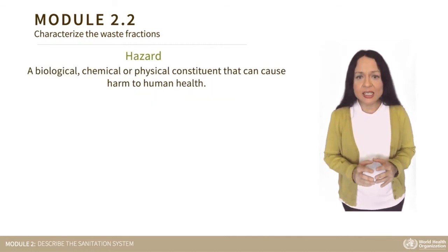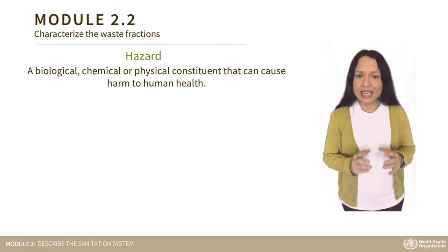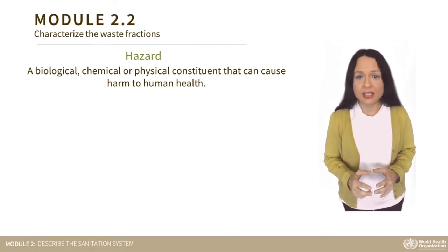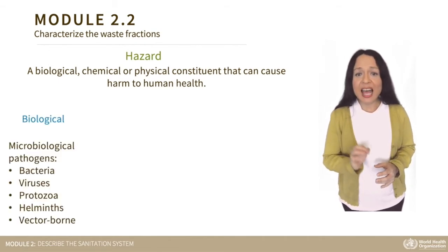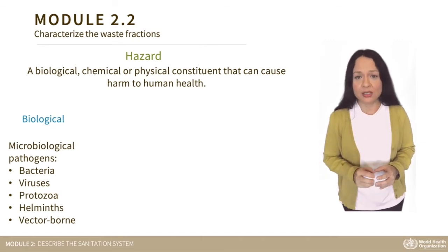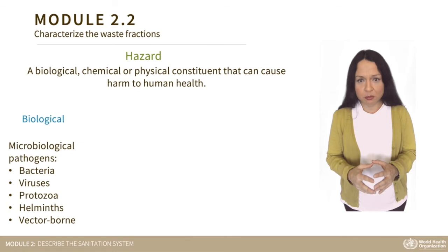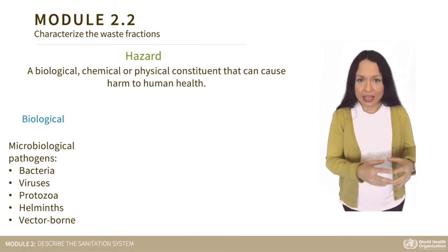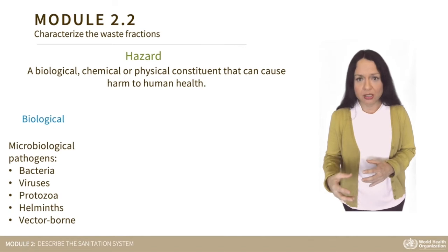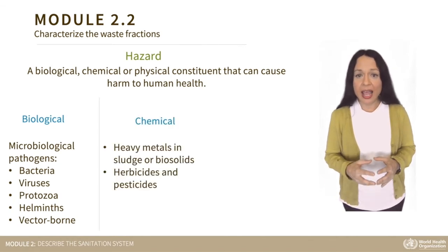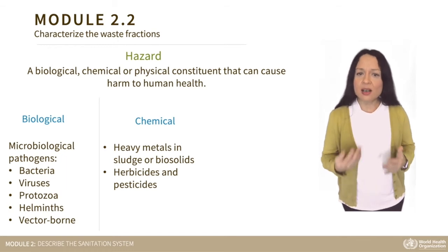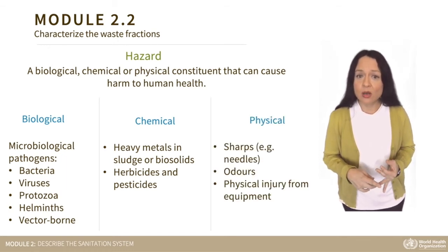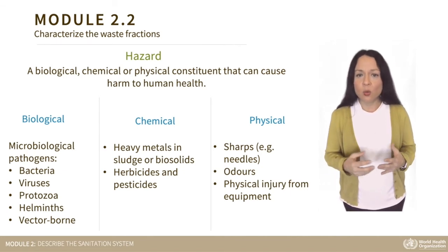A hazard is defined as a biological, chemical, or physical constituent that can cause harm to human health. Biological hazards are microbial pathogens such as bacteria, parasitic protozoa and viruses, helminths, and vector-borne pathogens. Chemical hazards are heavy metals in sludge or biosolids from industrial sources, herbicides and pesticides. Physical hazards are sharps like needles, odors, or physical injuries to workers like falling.